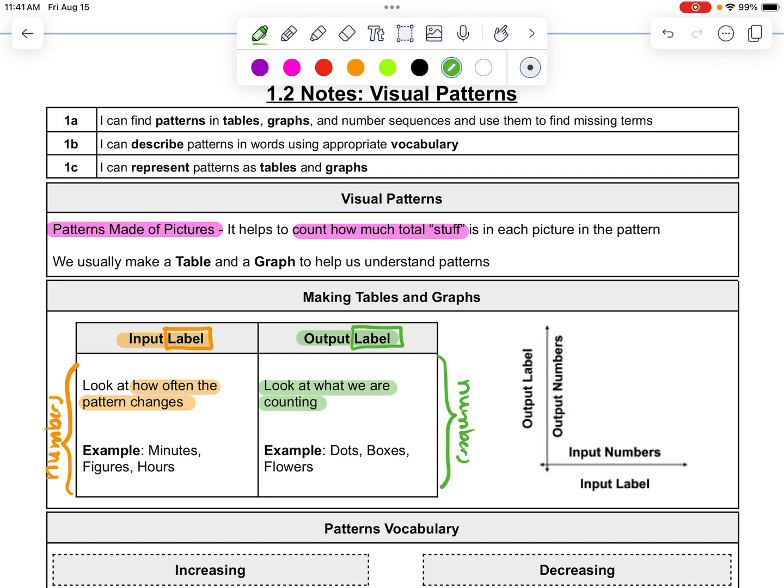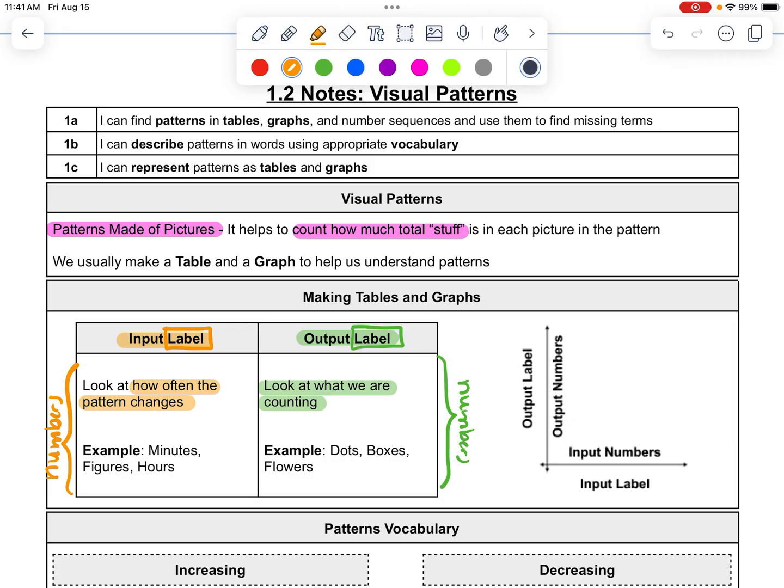Now, once we've organized information into a table, then it's helpful to make a graph so that we can visualize how the pattern is changing. Now, just like a table has a label and it has numbers for both the inputs and the outputs, a graph has the same thing.